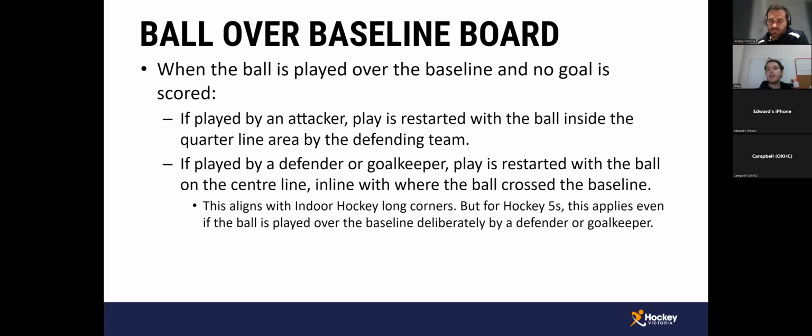If a defender or goalkeeper deliberately puts the ball over the baseline, that is still a long corner. Now, I know that's a little bit different to outdoor 11-a-side, where if a defender or goalkeeper deliberately puts the ball over the baseline, it's that penalty corner. In hockey fives, they are allowed to deliberately play it over that baseline, and then it would just restart with that long corner.